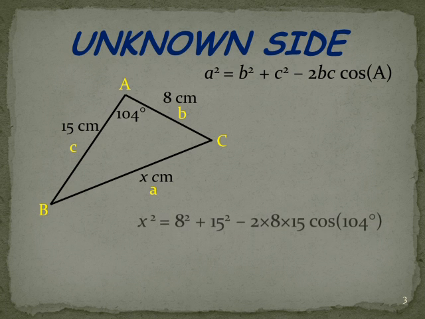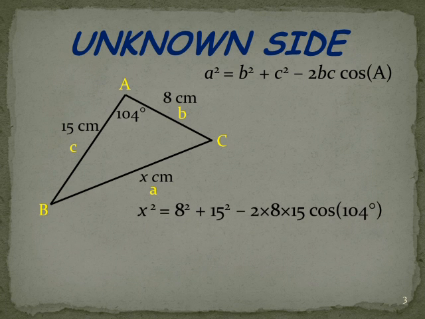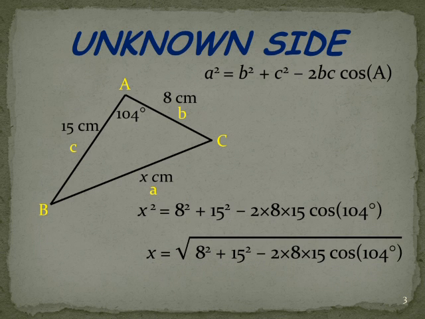So the next step, substitute your values into the formula. That's pretty easy. Now we have here that x squared's 8 squared plus 15 squared, take away 2 lots of 8 times 15 cos 104 degrees. We don't want to find x squared, we want to find x. So to find x, we take the square root of both sides, and we say x is going to be the square root of 8 squared plus 15 squared minus 2 times 8 times 15 cos 104.